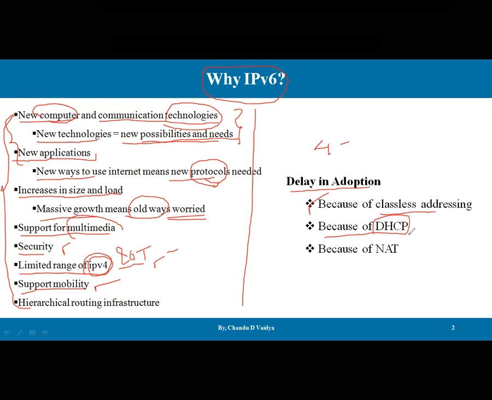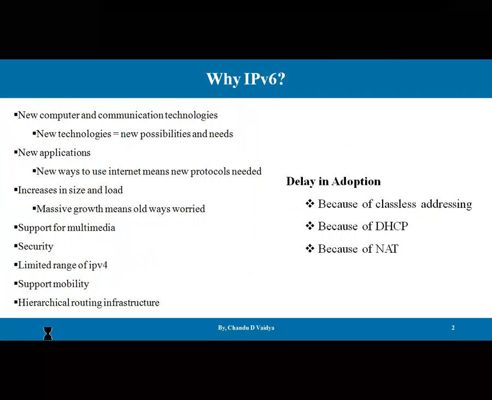So DHCP also has the key point to save the IP address version 4, and then the netting, that is NAT, network address translation. So these are the reasons. In network address translation, there is one public address and more than one private addresses, mapping between them so that the IP address can be saved. So these are the reasons for the delay in IP version 4 acceptance, or let's say that come into the picture. So this is the basic slide.